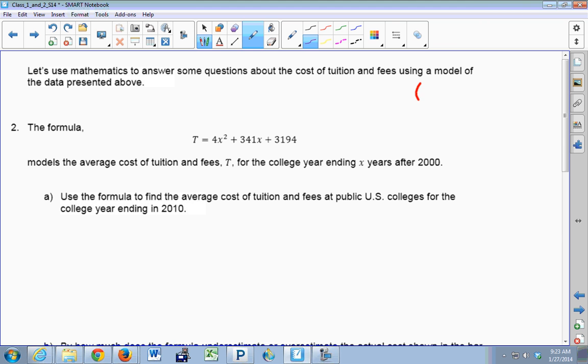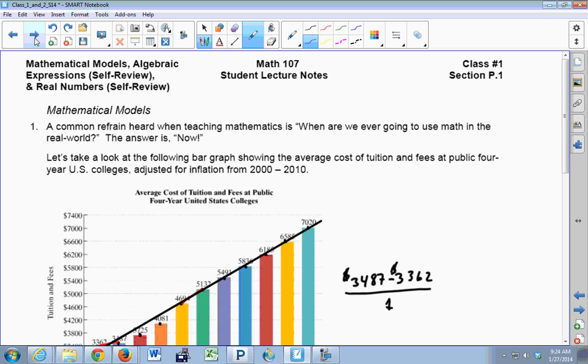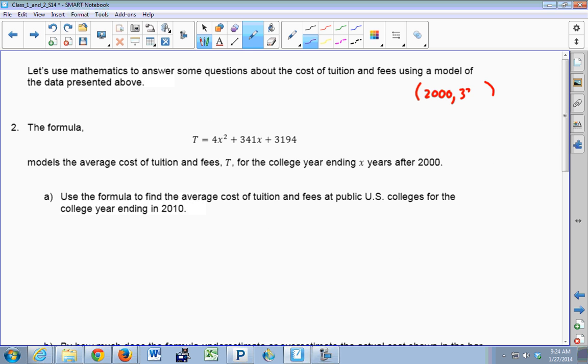instead of putting in 2000 comma and then the first tuition, 3362, instead of plotting that, you would plot 0 comma 3362. And instead of plotting 2001 and then the next thing, it would be 1 comma 3487. So the value of X represents the number of years after 2000.